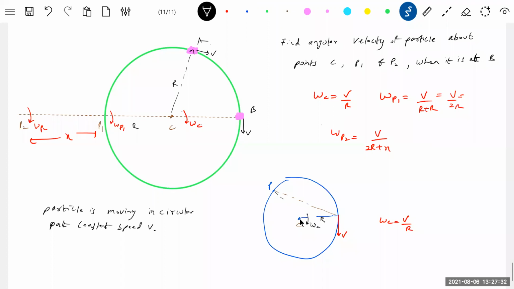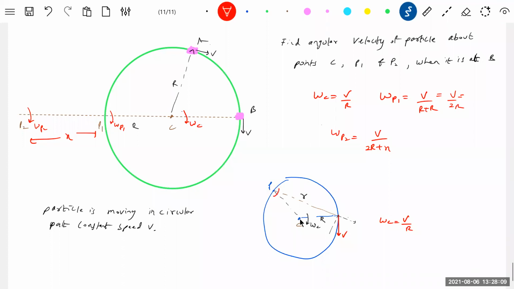Okay, fine. So what is the point P now? Point P is some arbitrary point on any circumference, anywhere. About P, how much will it be? What we should do? We should resolve the component of velocity perpendicular to it. Solve it. You'll again end up with V by 2R only. If omega C is the angular velocity of the particle about its center, then about any point on the circumference it will be half of it.